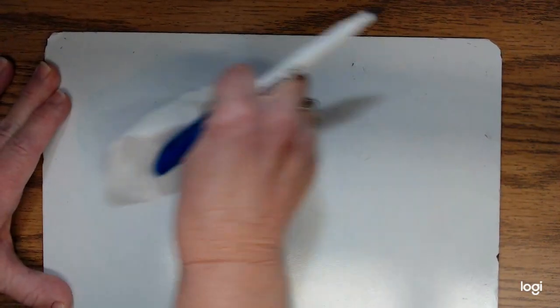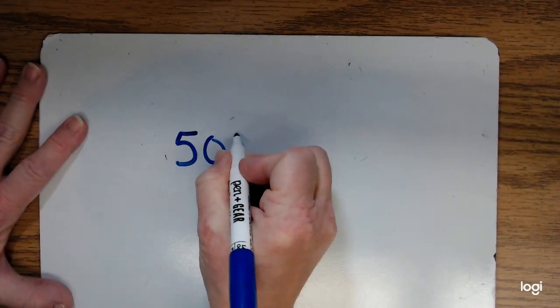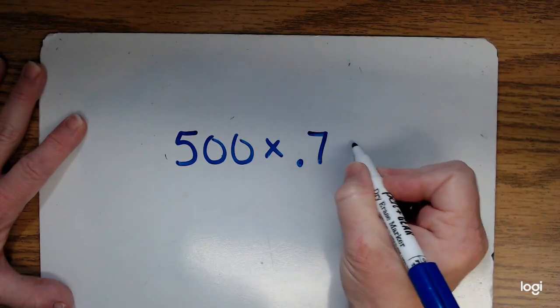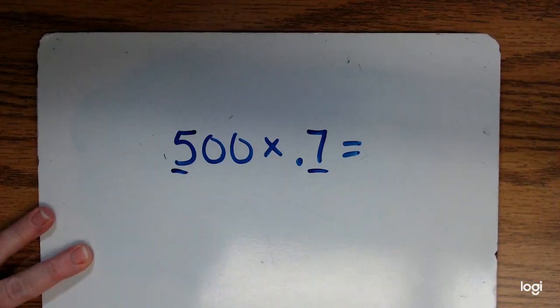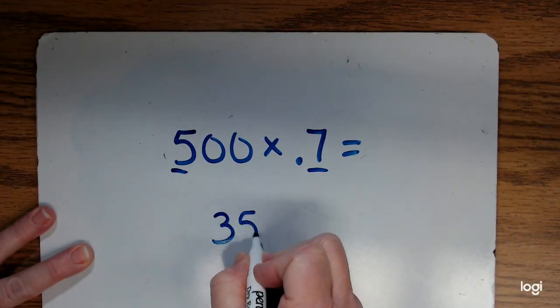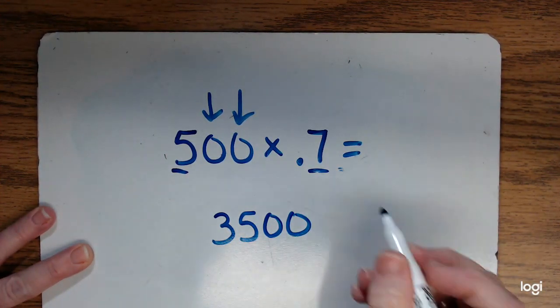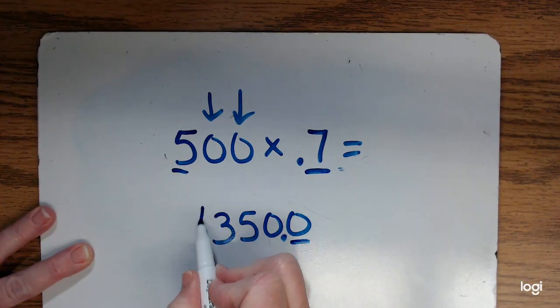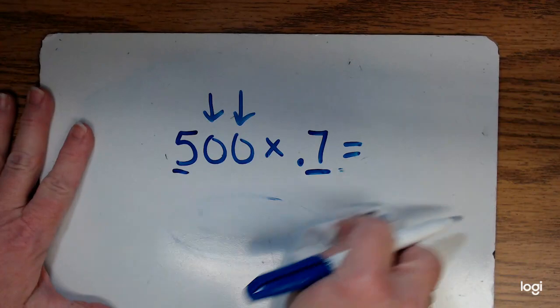Okay, so I'm going to give you a problem like this, and I want to see if you can write it on your paper or your marker board, depending upon what you're working on. I'm going to give you 500 times, and this one I'm not going to put the 0 in front. I'm going to give you the decimal, .7. Can you tell me what that answer is? All right, so we take 5 times 7 is 35. I see that there are 2 zeros here. However, I see that there's 1 decimal spot right here, so I need 1 decimal spot here. So my answer is actually 350.